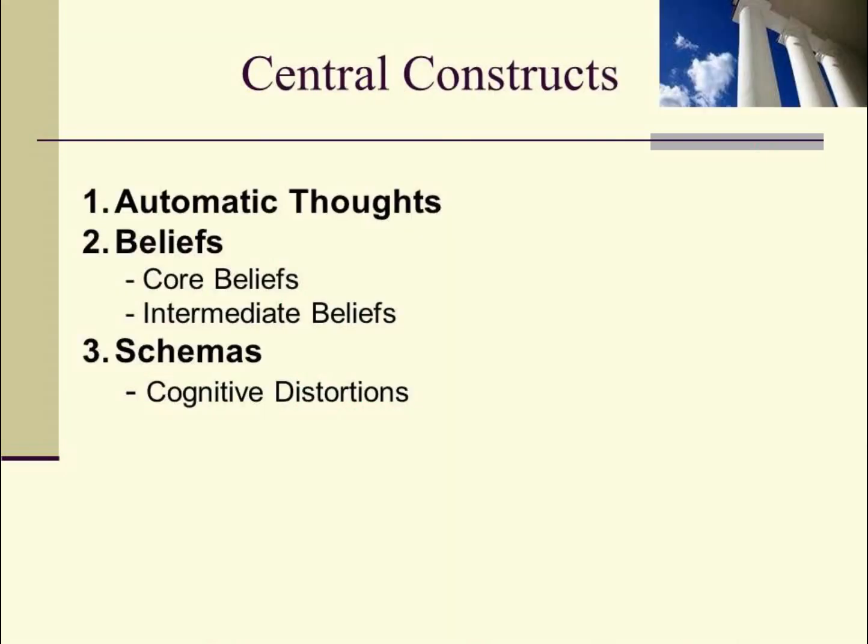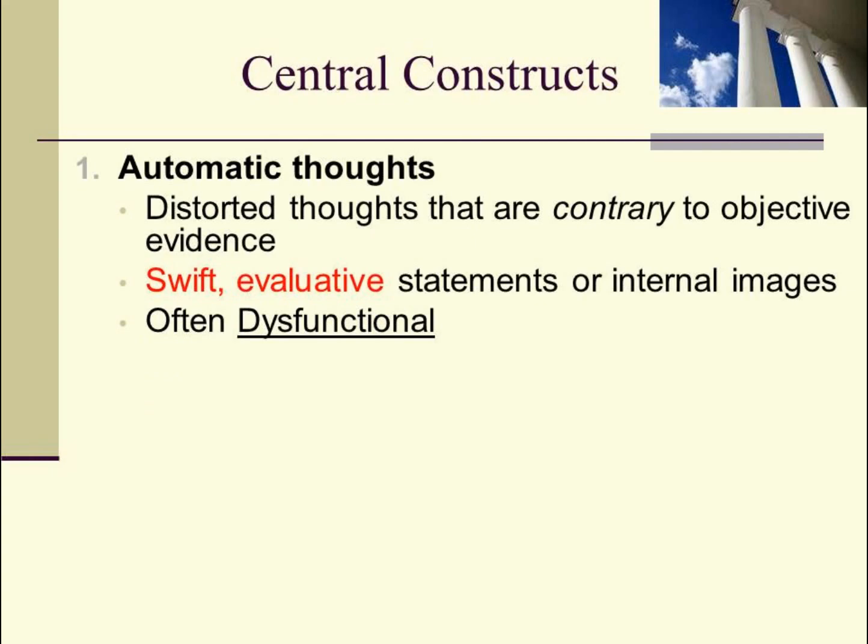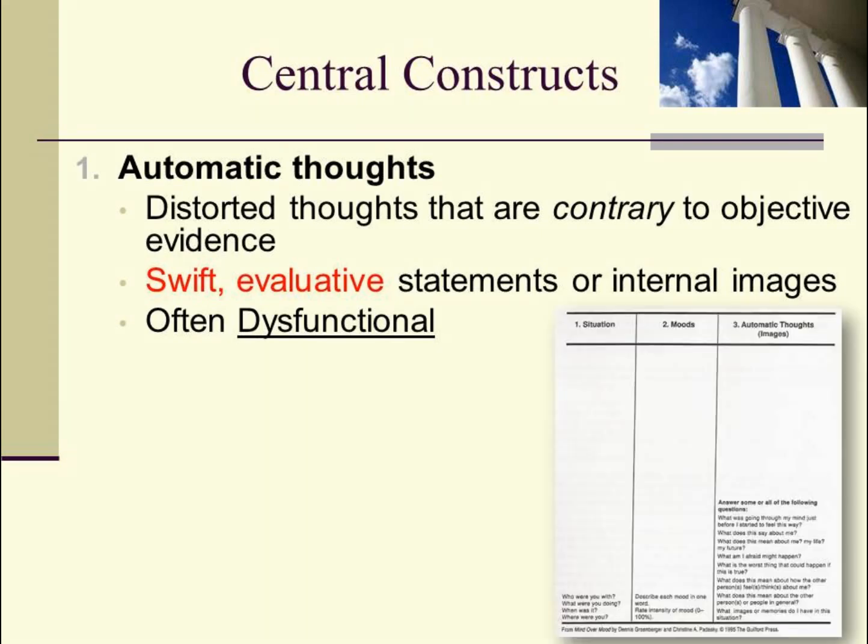Now, there are 3 central or foundational constructs to CBT. Let's take some time to analyze these. The first central construct is automatic thoughts, which are distorted and contrary to objective evidence that occurs in one's environment. These thoughts are swift, evaluative statements that are often dysfunctional. Note that during this week you will be keeping an automatic thought record to better understand how automatic thoughts work in your life.